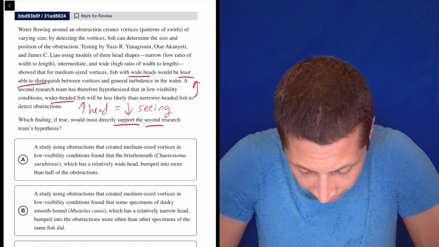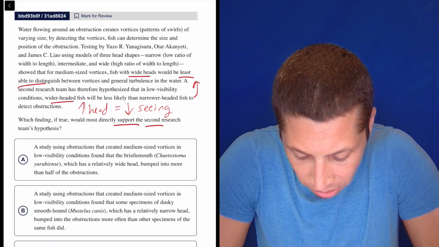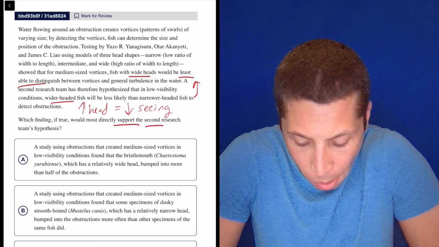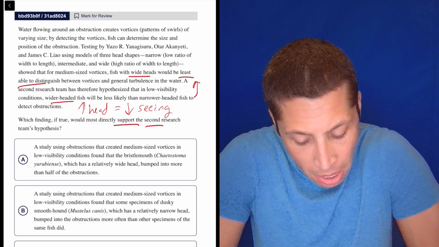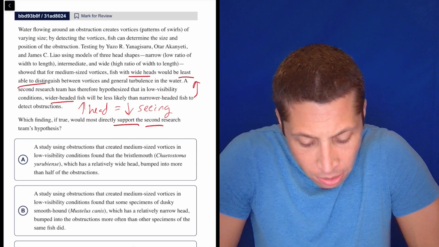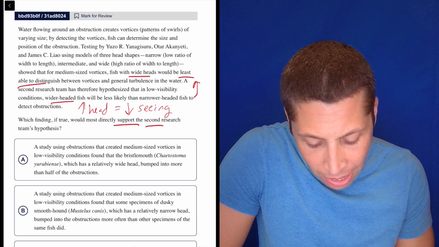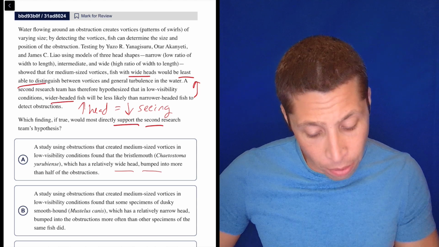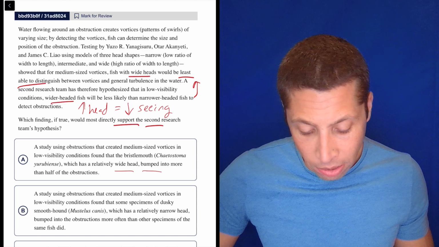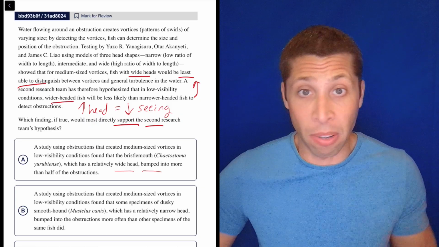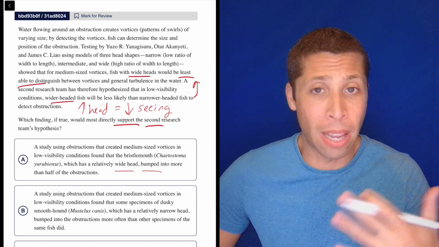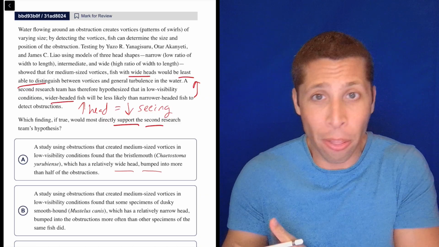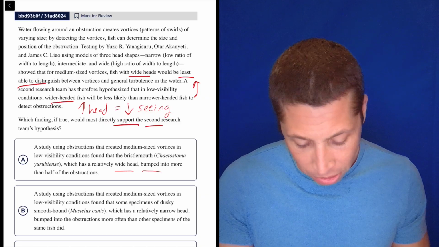So choice A. A study using obstructions that created medium-sized vortices in low visibility conditions found that the bristlemouth, which has a relatively wide head, bumped into more than half of the obstructions. Okay. So that does seem to match in the sense that a wide head is going to bump into a lot of things. It sees less things, but I feel like I want to compare that to the narrow head, right? Because isn't the whole point that we have different types of heads? And I don't care how many things it bumps into. I care, does it bump into more or less than the other one? So I feel like this just doesn't have the right comparison. Maybe I leave it for a second.